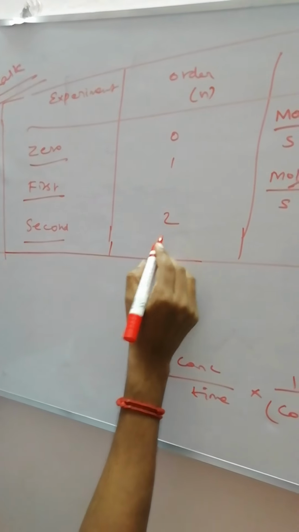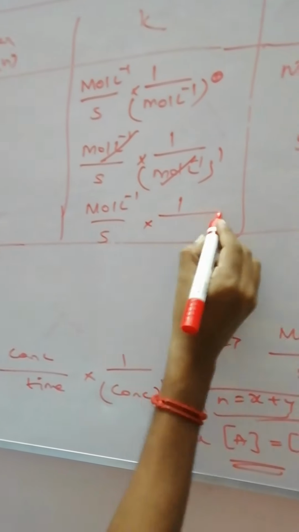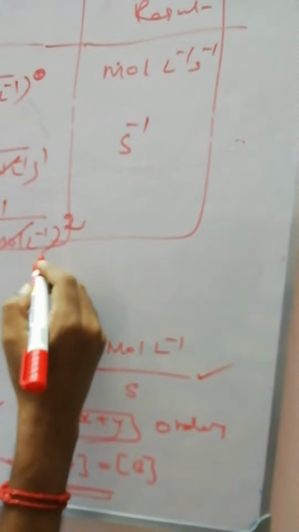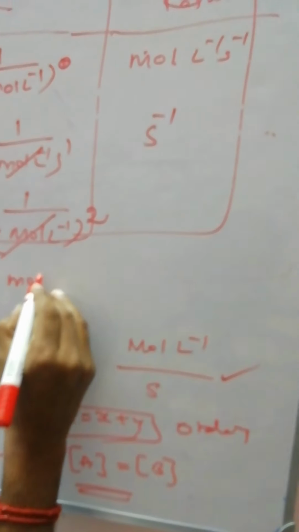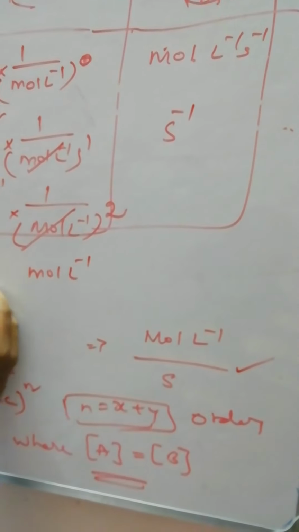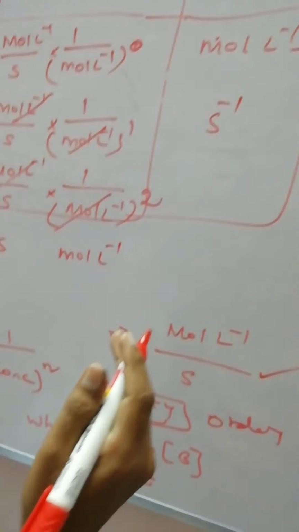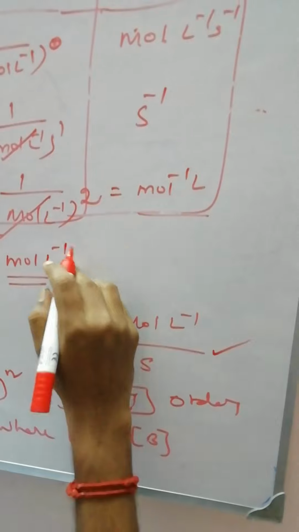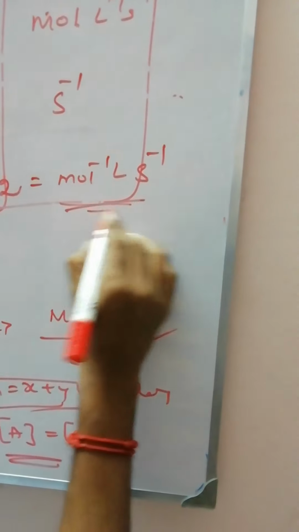Next, second order: mole per liter inverse by second, into 1 by mole per liter inverse the whole square. So what happened? It will be cancelled. Here we have mole liter inverse, here second, so we have to take them to the numerator. Everything in the denominator goes to the numerator, so mole inverse, liter inverse becomes liter, and second becomes second inverse. So these are the units of the rate constant.